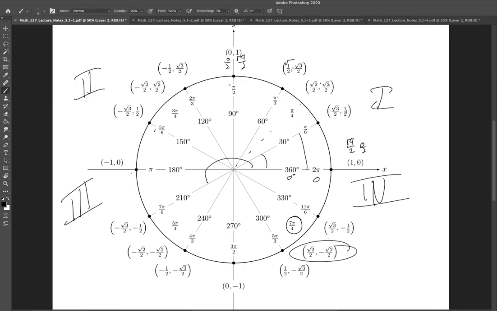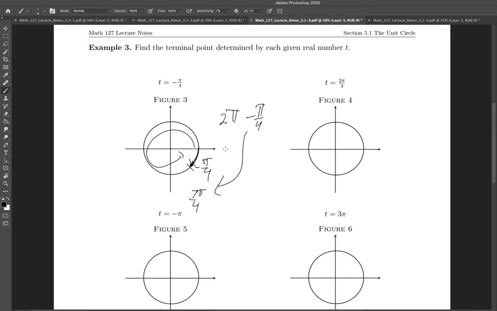So we have square root 2 over 2 and minus square root 2 over 2. So we'll just go ahead and plug that in. And so our P here is square root 2 over 2, comma, minus square root 2 over 2. And that's how you're going to solve these problems.